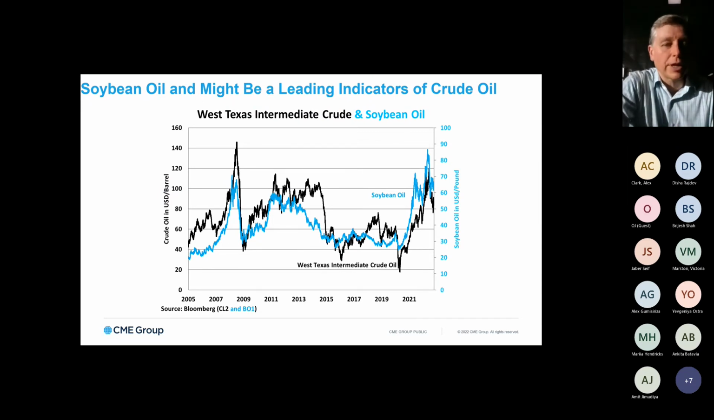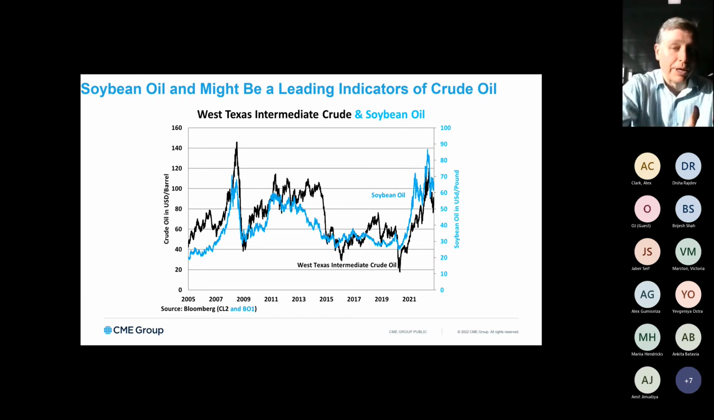So this, I think, is one of the strangest graphs, probably the single strangest graph in the presentation, and a reason may not jump out at you immediately. So here we have West Texas Intermediate crude oil in black, and we have soybean oil in blue. So you may be wondering, who cares about soybean oil, right?